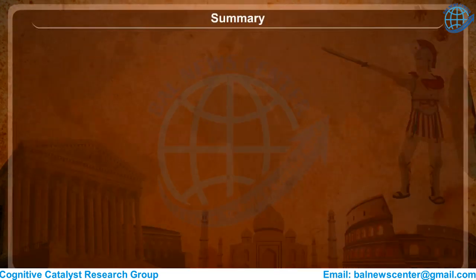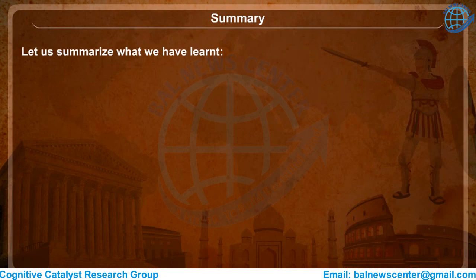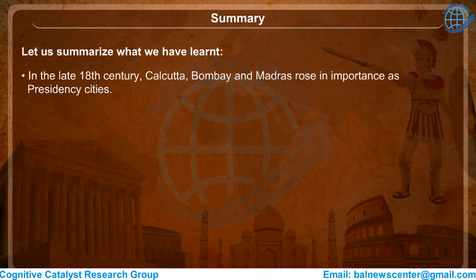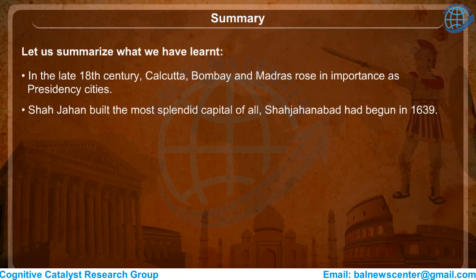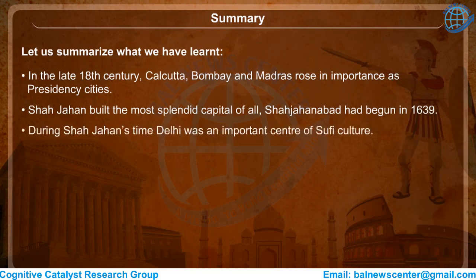Summary. Let us summarize what we have learned. In the late 18th century, Calcutta, Bombay and Madras rose in importance as presidency cities. Shah Jahan built the most splendid capital of all. Shahjahabad had begun in 1639. During Shah Jahan's time, Delhi was an important center of Sufi culture.